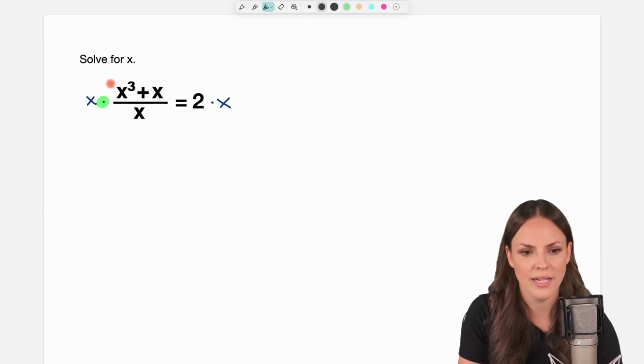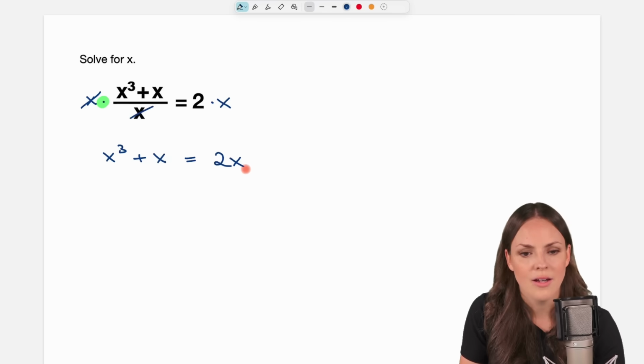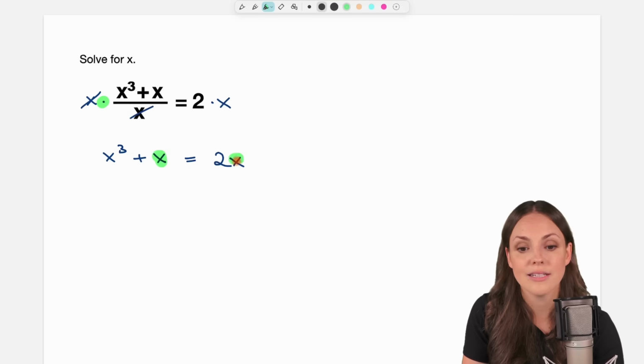If we multiply here, we can cancel x out, and only the numerator is left. So we have x cubed plus x on the left side, and on the right side, we have 2x. Okay, so we got rid of the fraction. Now we have a part with x cubed, a part with x, and another part with x. Let's bring all parts with an x to one side of the equation.